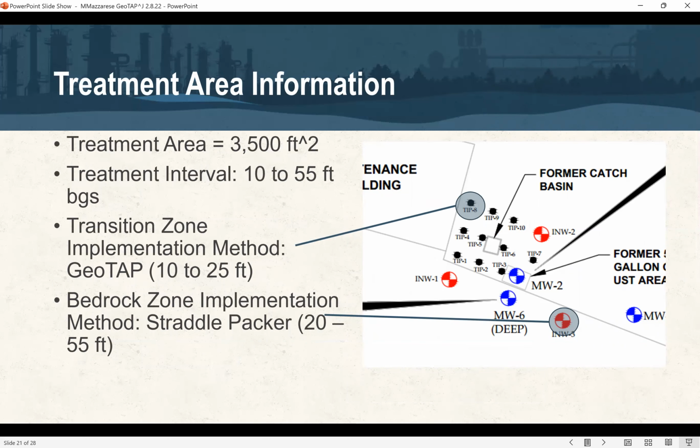So the total treatment area for this site was about 3,500 square feet. The treatment interval was broken up between a couple different methods. The overall treatment interval was 10 to 55 feet BGS. With the shallower transition zone, we used that GeoTAP method that we're focusing on in this presentation, and that was from 10 to 25 feet. And then below that, we used those straddle packers that I showed you before in the competent rock to be able to isolate the fractures and inject BOSS 100.